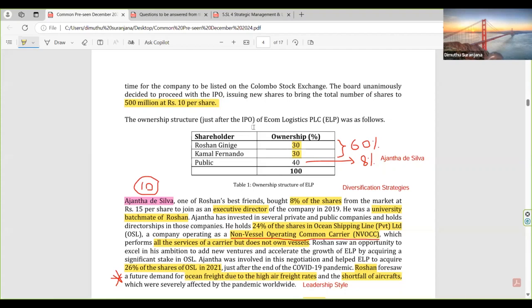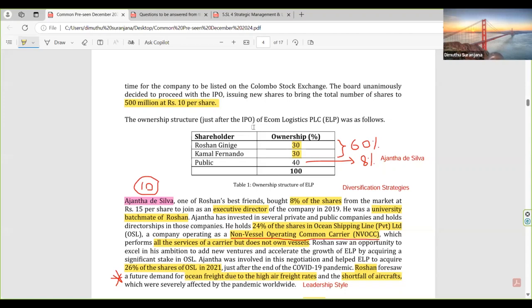So, he was a university batchmate of Roshan, a very close friend of his. Ajanta has invested in several private and public companies and holds directorship in those companies. He holds 24% of shares in Ocean Shipping Line Private Limited, a company operating as a non-vessel operating common carrier, which performs all the services of a carrier but does not own vessels. That means managing part of the vessel is done by that particular company.